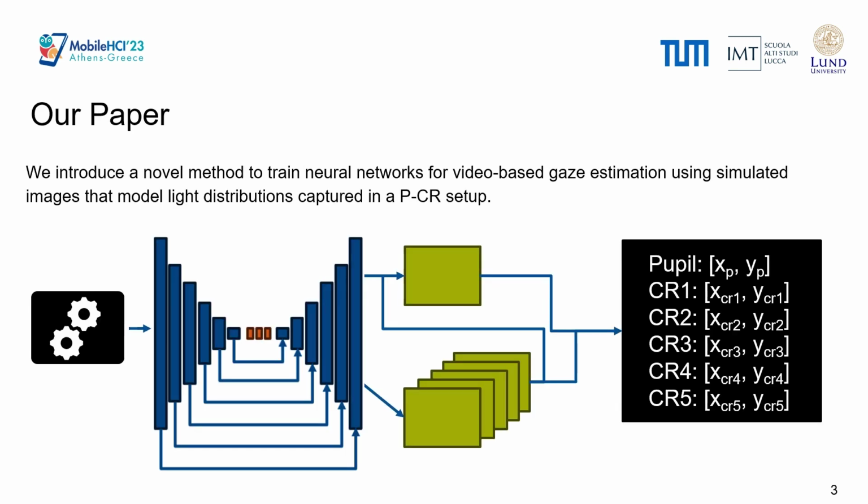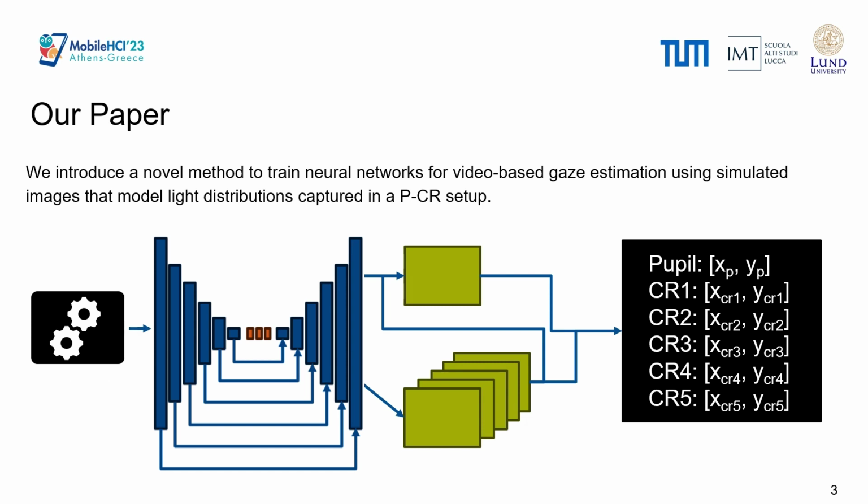In this paper, we introduce a novel method to train neural networks for video-based gaze estimation using simulated images that model light distributions captured in a PCR setup. Particularly, we employ a continuous generator to produce an arbitrary number of images for training that is relatively simple to configure, versatile, and can be run in a Jupyter or a Google Colab notebook.